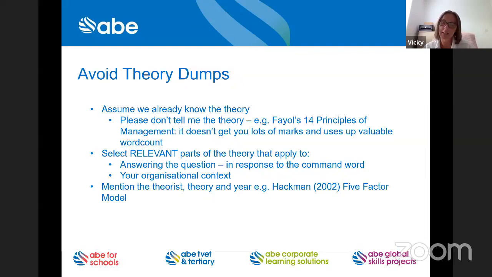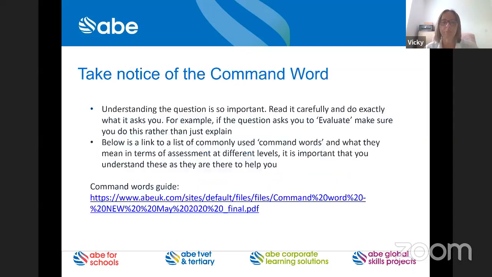Okay, so there are some top tips, and they're things that every window our markers see happening, and we just want to remind students not to fall into that trap, unless obviously the question specifically asks them to explain or describe a theory. Okay, we've talked about this quite a bit already, so taking notice of the command words.